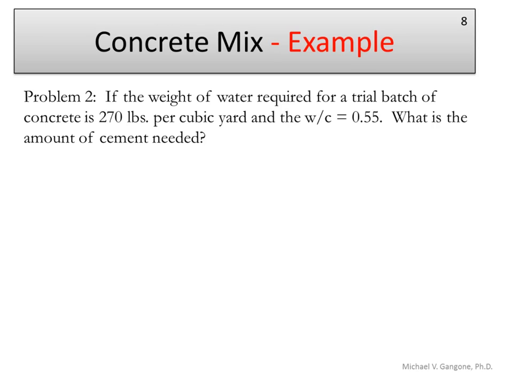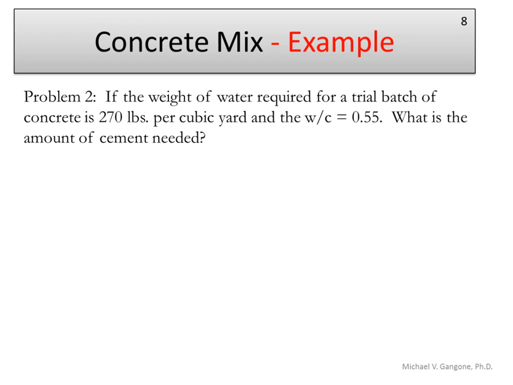All right, so here's another very simple, basic problem, and in my opinion, probably more likely to see some problem like this than maybe the previous one, although be ready for the previous problem. But this is a good problem here, and I've heard from students in the past this type of problem being asked, so I wouldn't be surprised if it is asked. And it is very basic and very simple. If the weight of water required for a trial batch of concrete is 270 pounds per cubic yard, and the w/c is 0.55, what is the amount of cement needed?